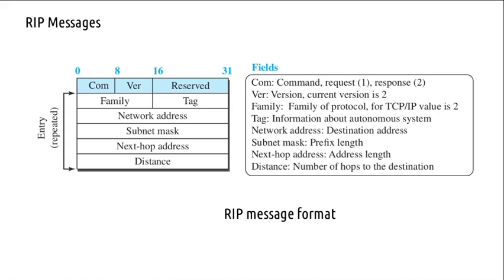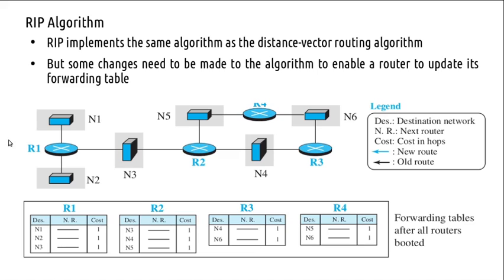Anyway, as of now, these are understood. Distance is the number of hops to the destination. This could be repeated at periodic intervals. This is what is repeated at 30 second intervals. Now it is the same as the distance vector routing algorithm.